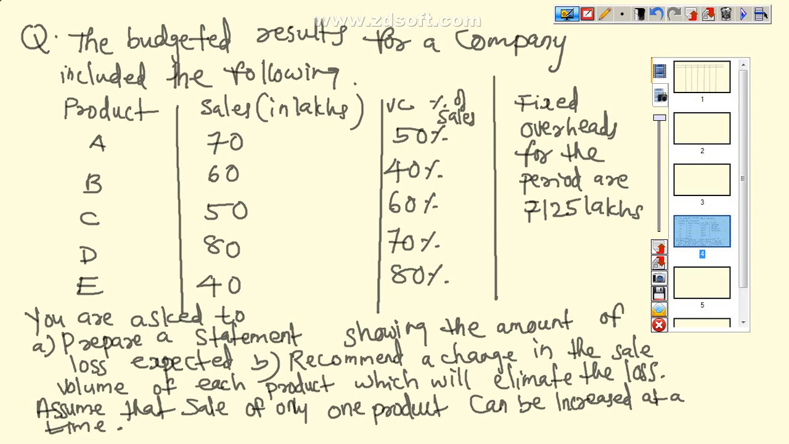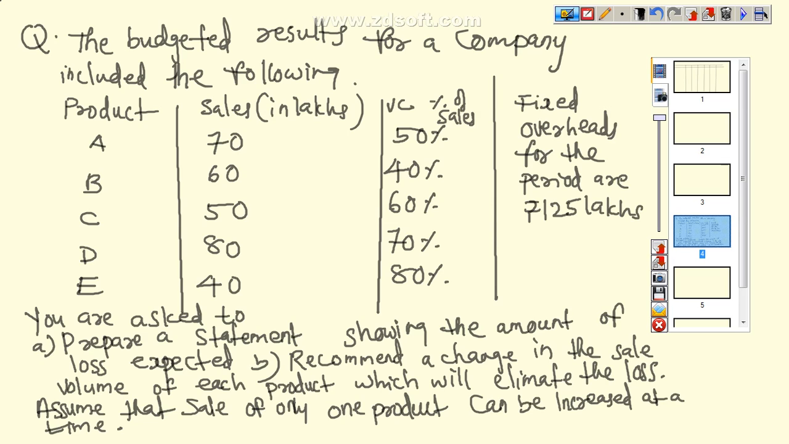So the information is given for five products A, B, C, D and E. Sales are given. Variable cost as percentage of sale is also given. Fixed overhead is given. So we have to prepare a statement showing the amount of loss expected and recommend the change in the sales volume of each product which will eliminate the expected loss.